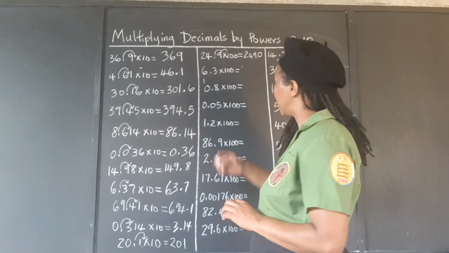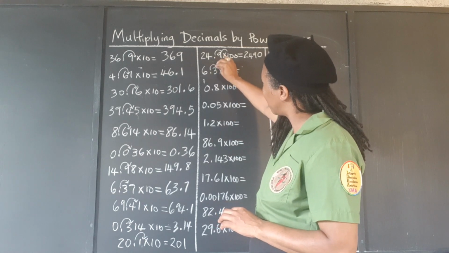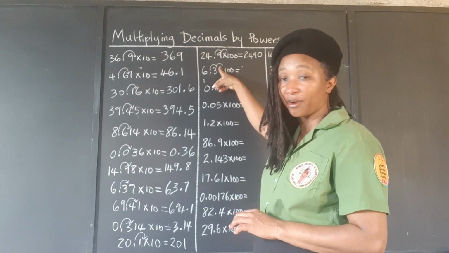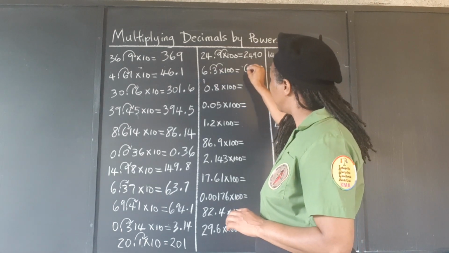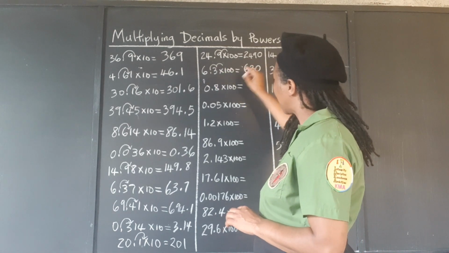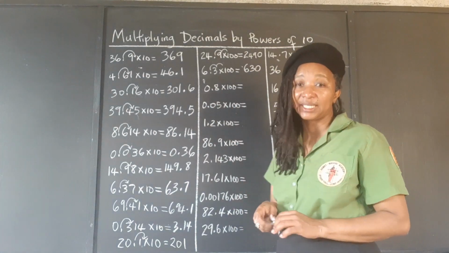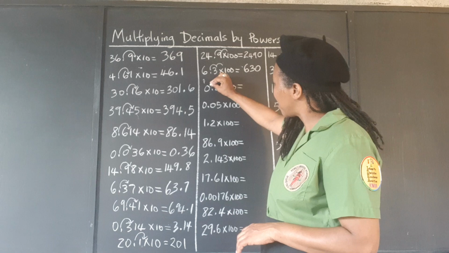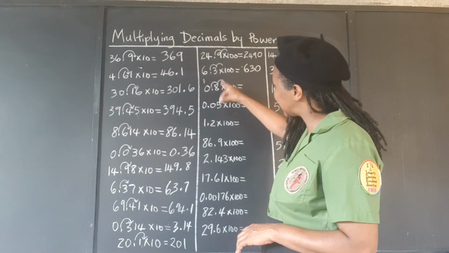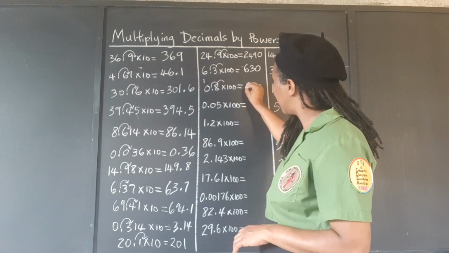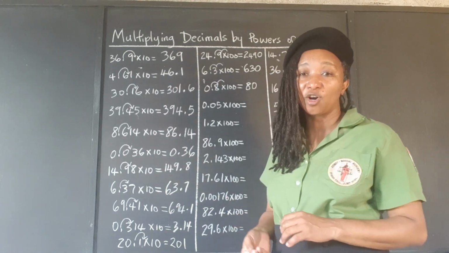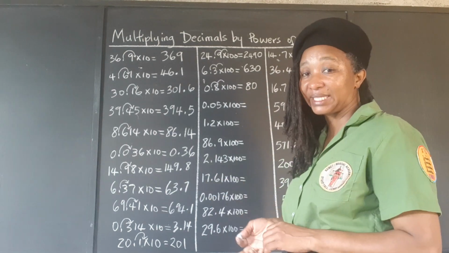6.3 times 100. So let's move 2 places. 1, 2. Again, we're going to need to fill a 0 here. So it's going to become 630. 0.8 times 100. From here, 1, 2 places again, we need to fill that 0. That becomes 80. So 0.8 times 100 gives 80.